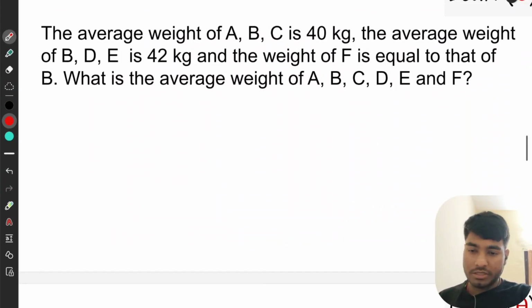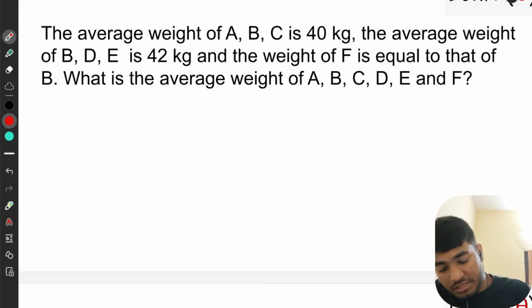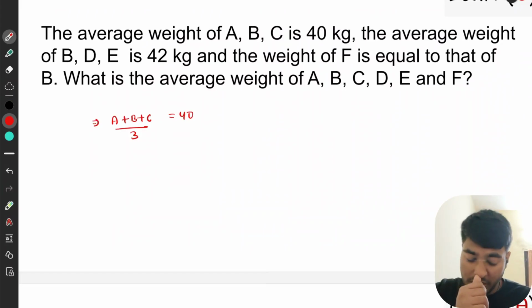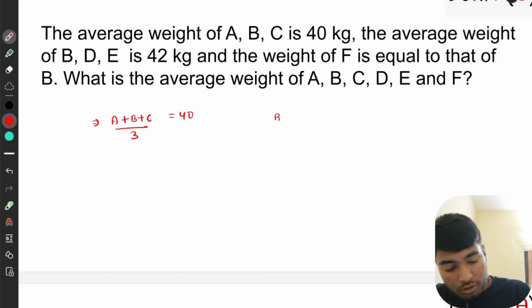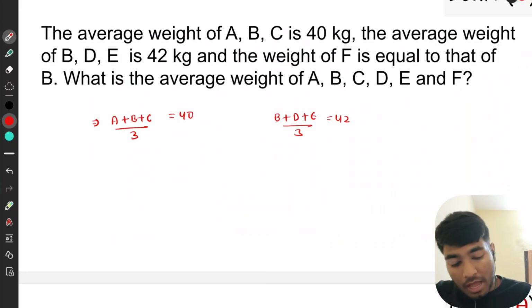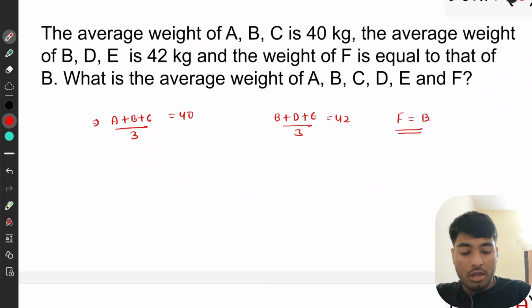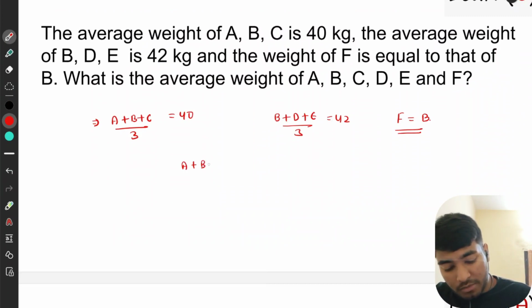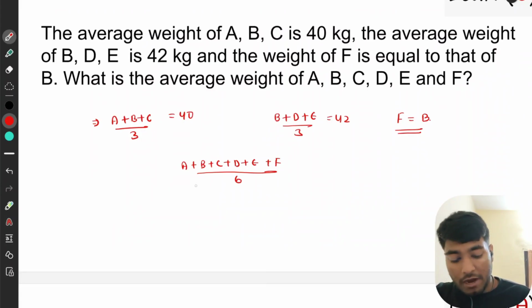Now what is this new question? The new question says that the average weight of A, B, C is equal to 40. So can I say (A plus B plus C) by 3 is equal to 40? The average weight of B, D, E is equal to 42, so (B plus D plus E) by 3 is equal to 42. And the weight of F is equal to the weight of B. What is the average weight? You have to find (A plus B plus C plus D plus E plus F) by 6.